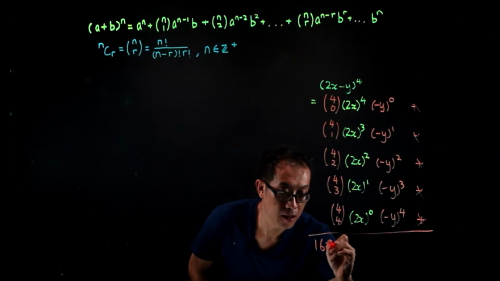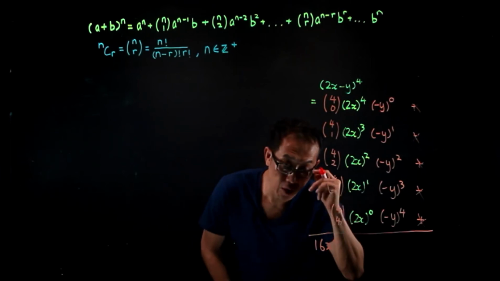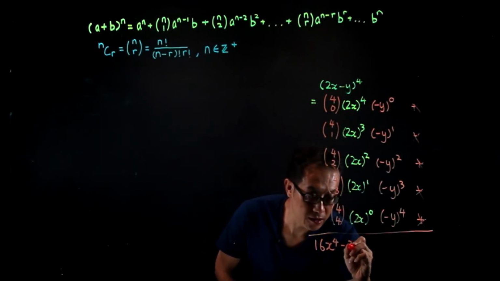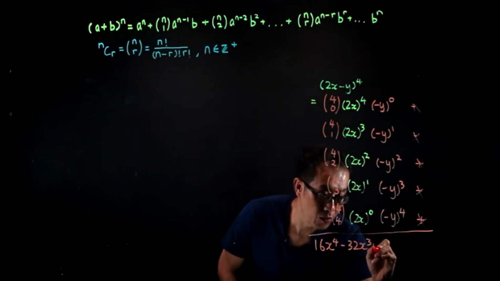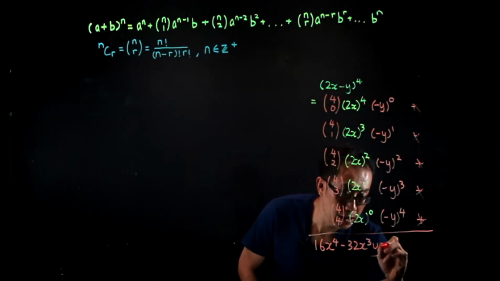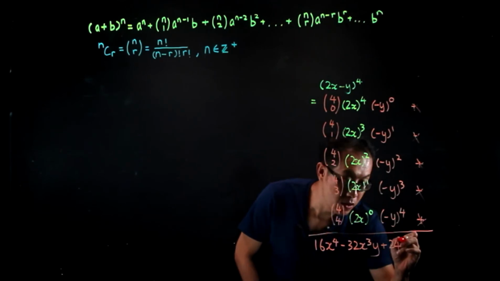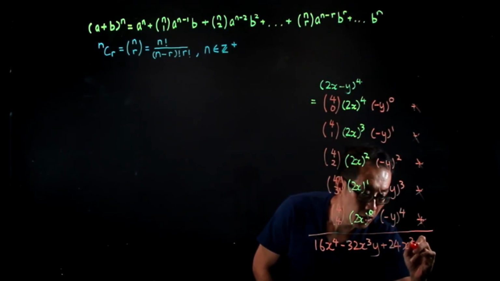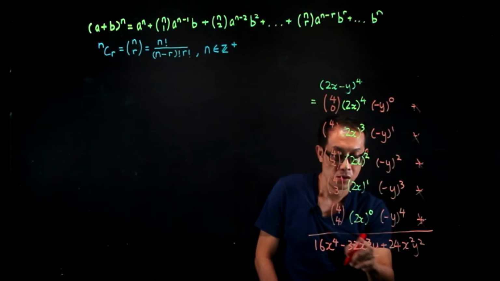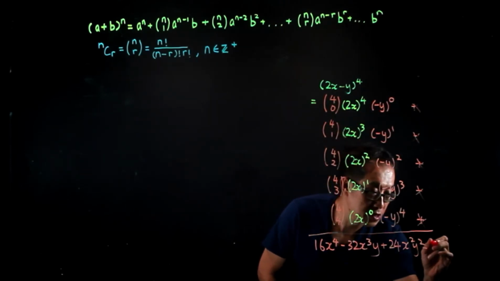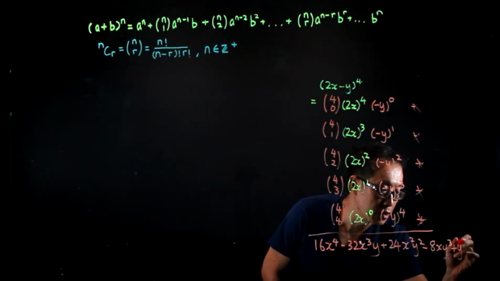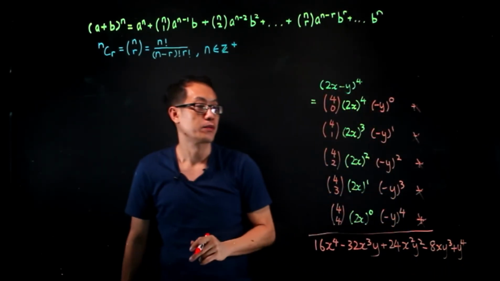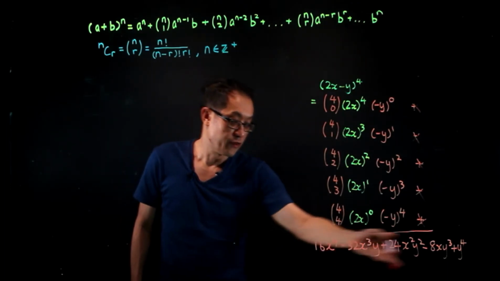16 x to the power 4 minus 32 x cubed y plus 24 x squared y squared minus 8 x y cubed plus y to the power of 4. So this is the final expansion.